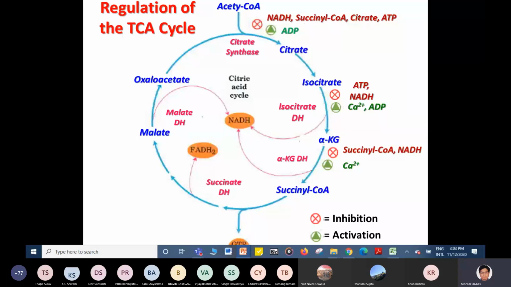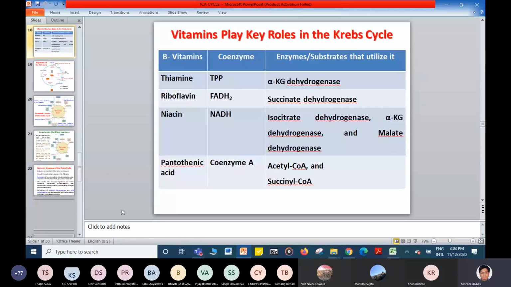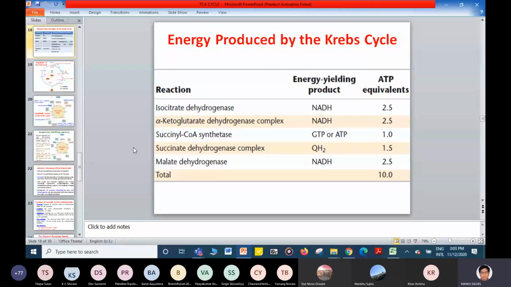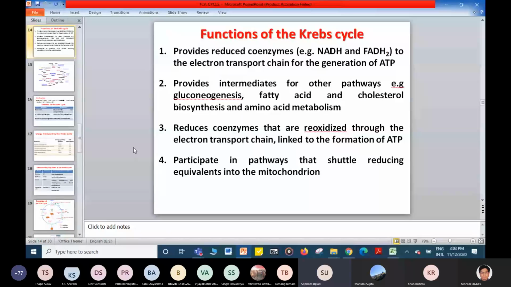About the regulation, we will study in the next class. Up to here, if you have any queries... Sir, can you answer the regulation of that pyruvate dehydrogenase?